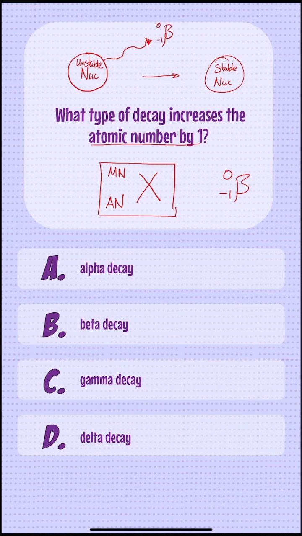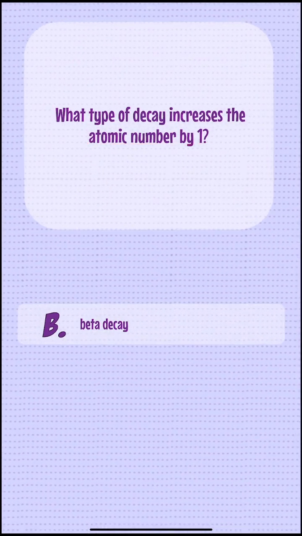So if you think about whatever this nucleus was, this nucleus would have 2 numbers. I'll just call them A and Z. If it loses a beta, it's basically losing this -1, isn't it? If you take away -1, you're basically adding 1. So it causes the atomic number to increase by 1. So the answer is beta decay.